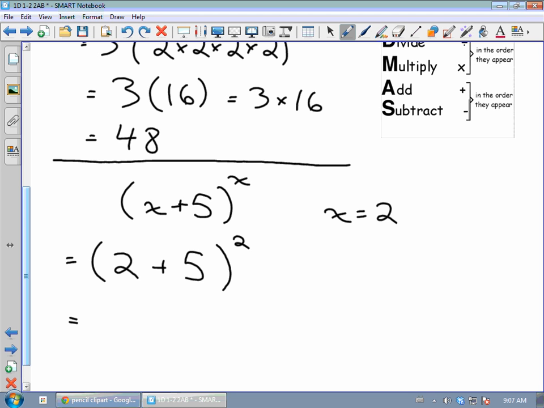Now we want to apply our order of operations. What are we going to do first as we apply order of operations here? What are we going to do inside those brackets? We're going to add our 2 and our 5 together to get 7 to the power of 2, and then we're going to apply that exponent. 7 to the power of 2 is really 7 times 7. That's going to give us 49.